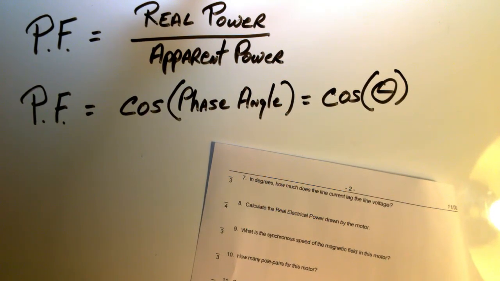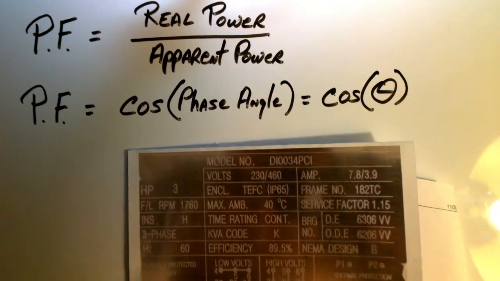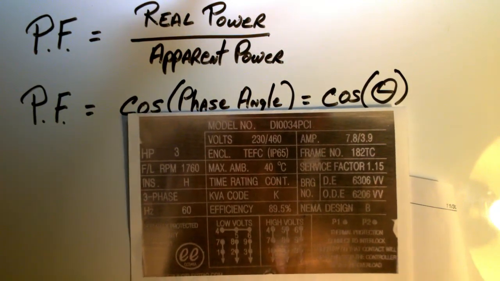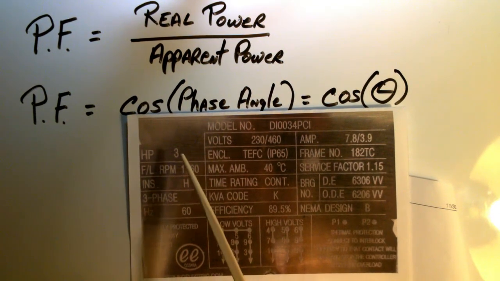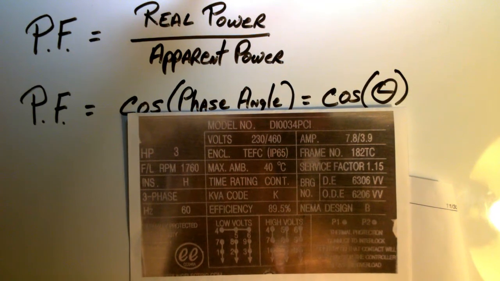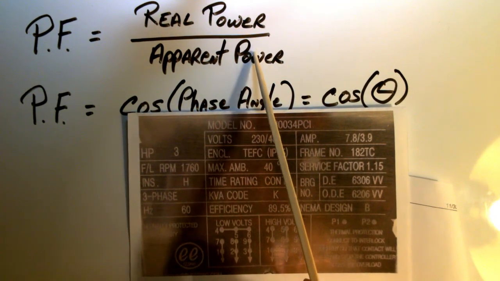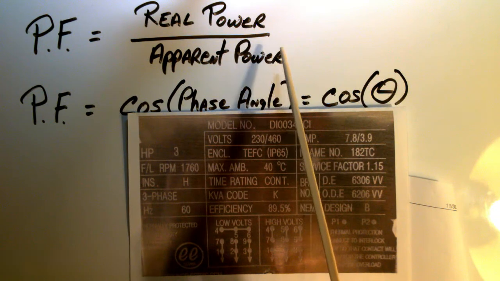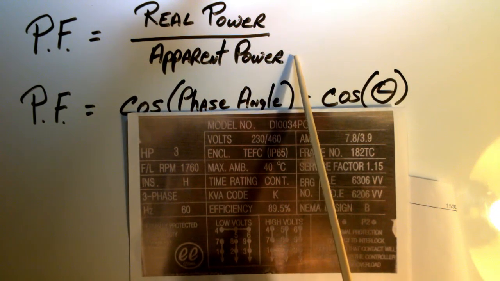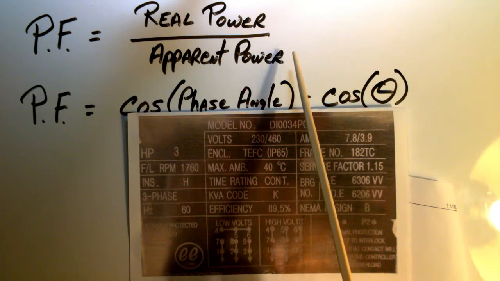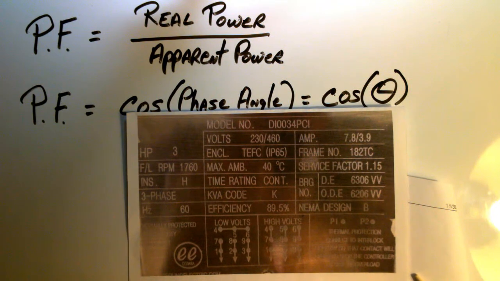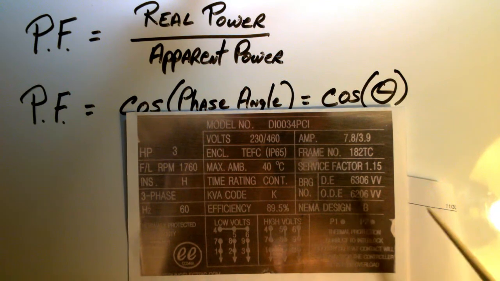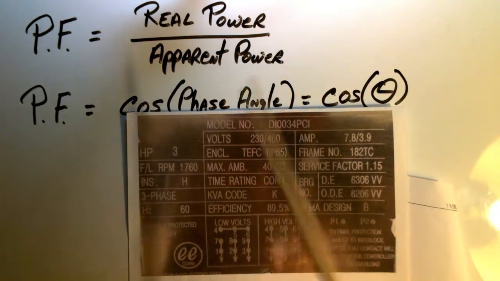Now let me digress here just a little bit. Here's our nameplate. We know the shaft power because we've got it right here, right? The apparent power we calculated when we were trying to come up with a current being drawn by the motor in a locked rotor condition. So we calculated that.